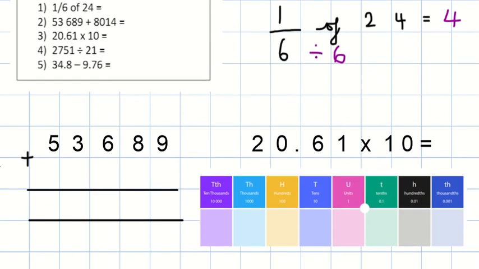53,689 add 8,014. Okay, now I can see that this is 53,000 and this is 8,000. So when I come to present my formal column method, I need to make sure that I get my 8 underneath the 3,000. We've got 50,000, 3,000. So I need to line up my digits accurately. And then when I've done that, I can do my subtraction starting in the ones with 9 subtract 4, which is 3. 8 subtract 1.